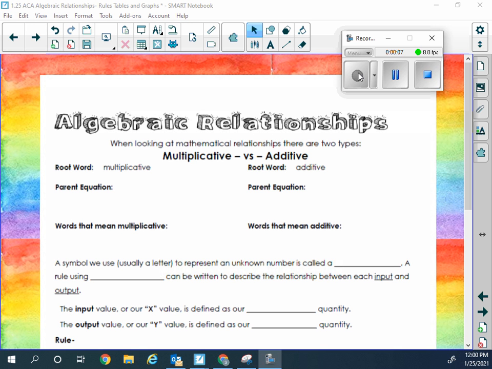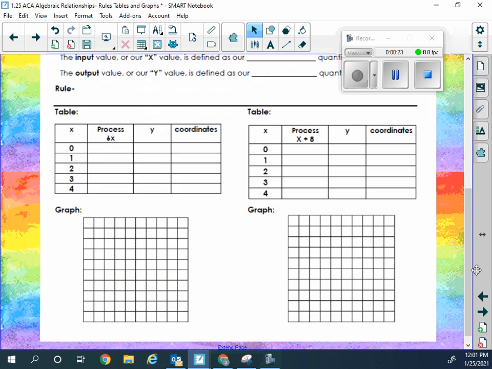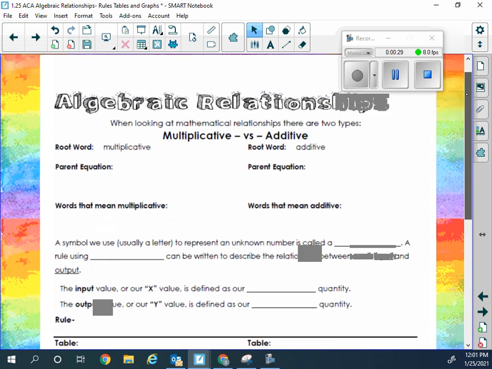We can apply additive and multiplicative relationships to tables and graphs. Last week, we talked about multiplicative and additive relationships, but we weren't actually applying them. We were just kind of getting them off of the table. So today, if you just scroll down and look here, you'll see a bunch of blank tables and graphs, and we're now going to be applying these rules. Okay, so let's go at the top.